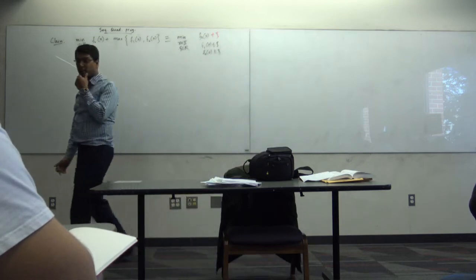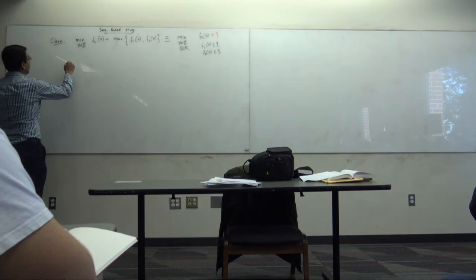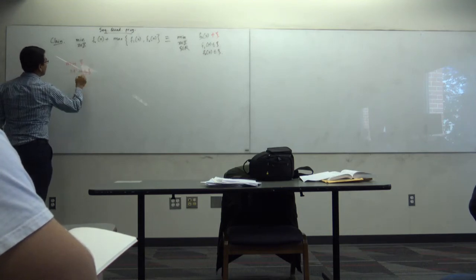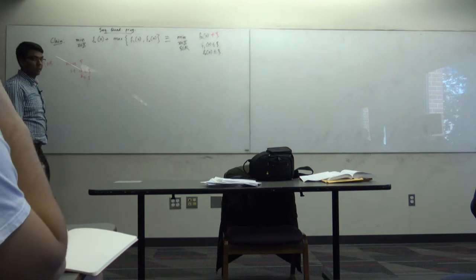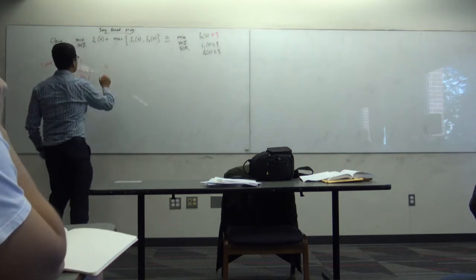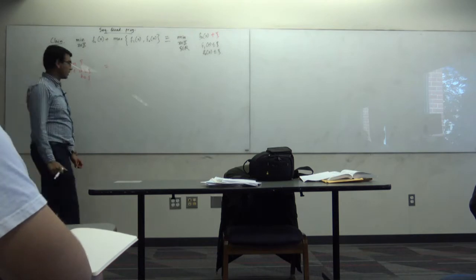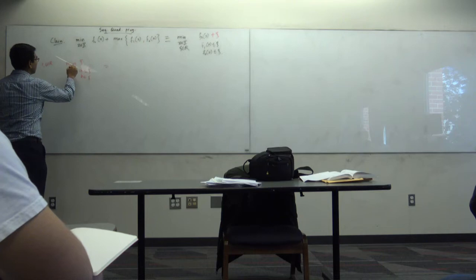So, let me start with a very simple problem. I want to minimize c such that A is less than equal to c and B is less than equal to c. A and B are constants in R. What is the solution to this problem? This minimum is over all c in R.